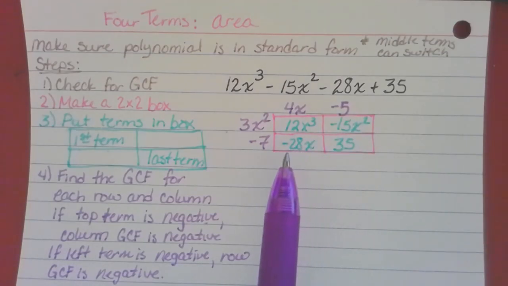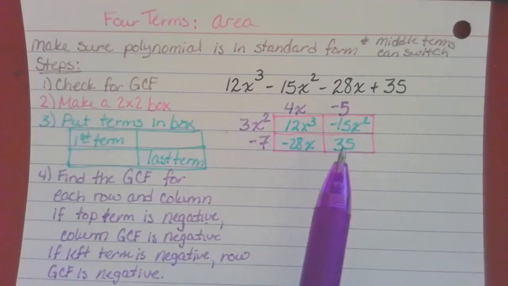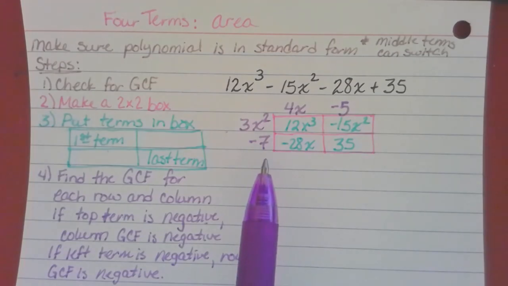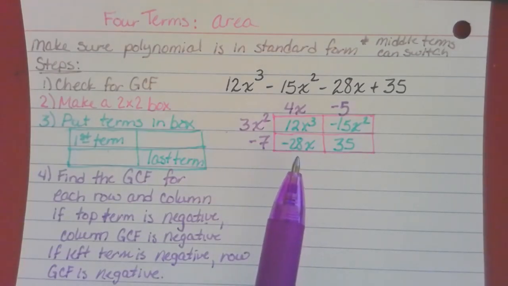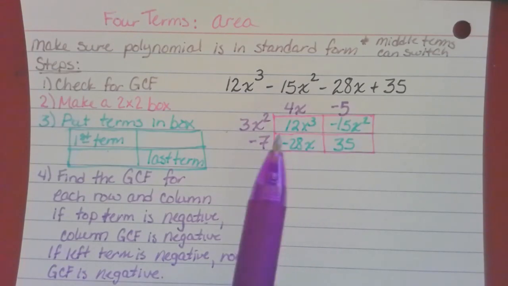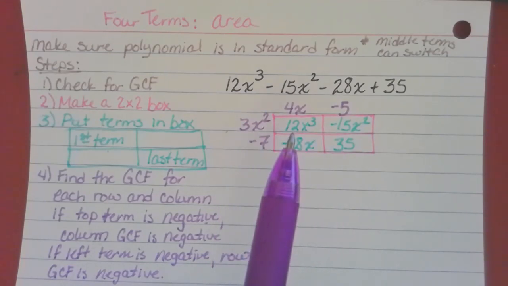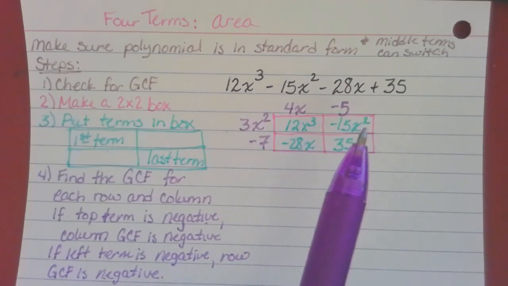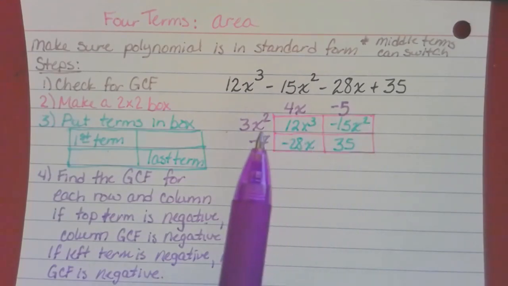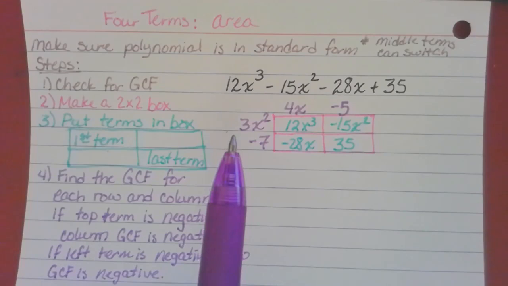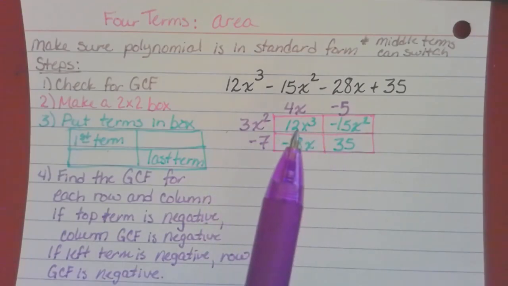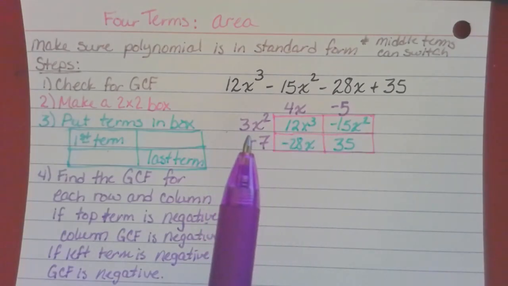Same thing with the bottom row, the negative 28x and 35. 7 is what goes into both of those, and it will be a negative 7 because that negative 28 was negative. And then the top row is between 12x cubed and negative 15x squared. I can take an x squared because they both have x's, and 3 is the only number that goes into 12 and 15, and since 12 is positive, the GCF is positive.